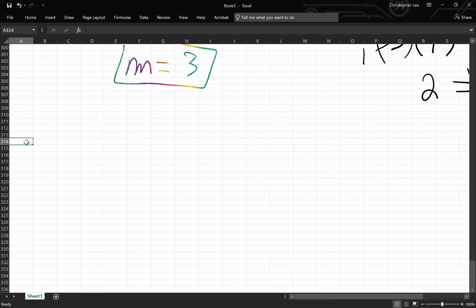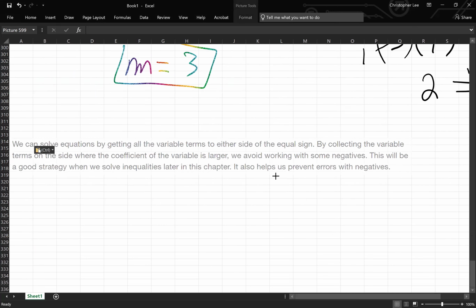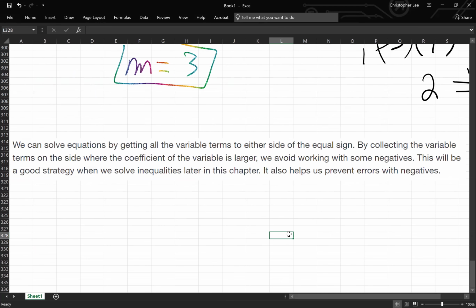All right. So we can solve equations by getting all the variable terms to either side of the equal sign, right? By collecting the variable terms on the side where the coefficient of the variable is larger, we avoid working with some negatives, right? This will be a good strategy when we solve inequalities later on, right? It also helps to prevent errors with negatives, right?